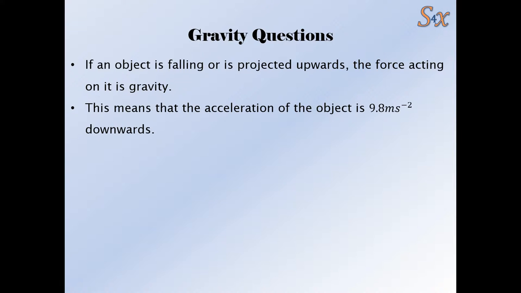That means the acceleration on the object is going to be 9.8 meters per second squared, because that is the acceleration due to gravity, which is sometimes called g. Okay, so that's normally given to you on the actual exam paper. It'll say take g equals 9.8 meters per second squared unless told otherwise. And obviously, because it's due to gravity, it's going to point towards the Earth, yeah, so downwards as we normally consider it.